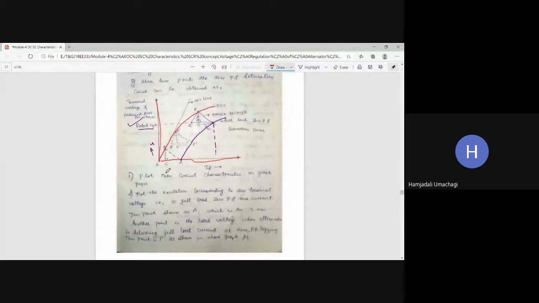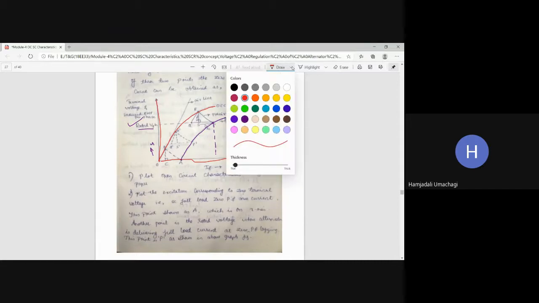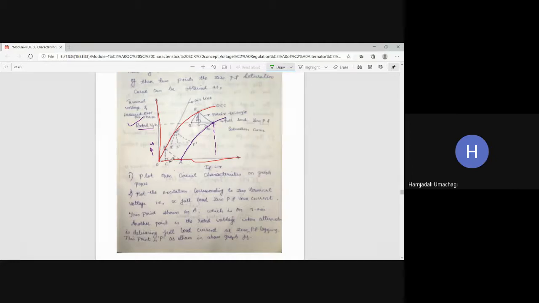Then the second step is to plot the excitation corresponding to the zero terminal voltage. So now the second step is how to plot the zero power factor saturation curve. For that, you should first plot the excitation corresponding to the zero terminal voltage. This is my voltage y-axis. Terminal voltage zero means for this zero terminal voltage you will have a certain field current here. So this is my zero terminal voltage.